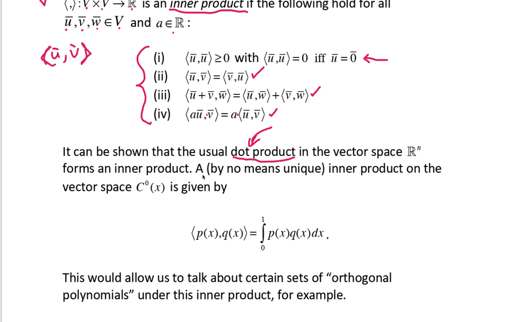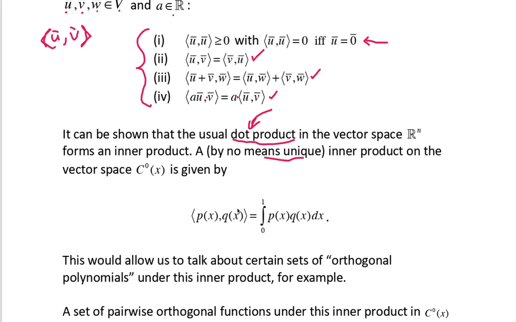Here, let's take an example. A, by no means unique, inner product on the space C0 of x is given in the following way. Suppose I take the inner product of two continuous functions in the following way. I'm going to integrate from 0 to 1 the product of the two continuous functions. Now that's going to be a real number, okay? If you think about it, you remember the product of two continuous functions is continuous, and you can certainly integrate any continuous function over a closed bounded interval and get a real number out of it. You're right? Calc 1, okay?